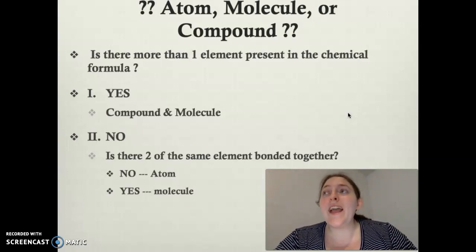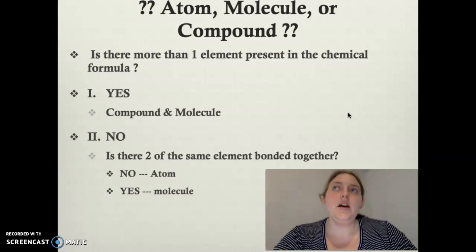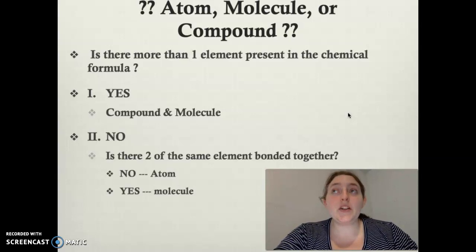Compounds are any mixture of elements. It has to be at least more than one. Molecules are any combination of one type or multiple types. So you need at least one element in multiple form to be a molecule, where a compound requires at least two different elements to be considered a compound.